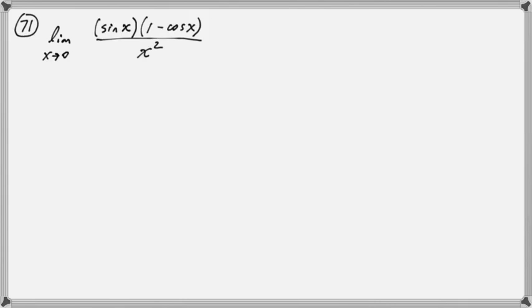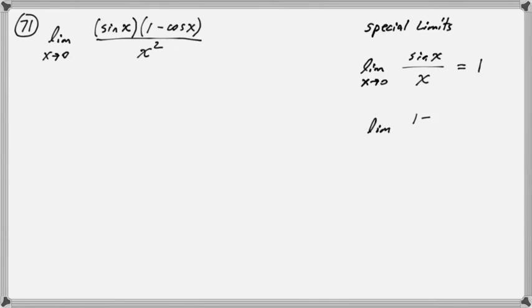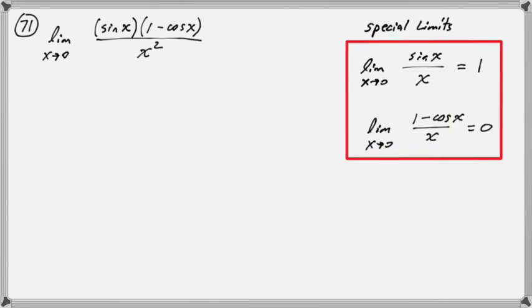How about over here? To do these, you needed to know some special limits. There were two of significant importance. One of them was sine of x over x as x approaches 0. Sine x over x as x approaches 0 is 1. And the limit of 1 minus cosine x over x as x approaches 0 equals 0. If you can accept these two special limits, it'll make these much easier, I think.